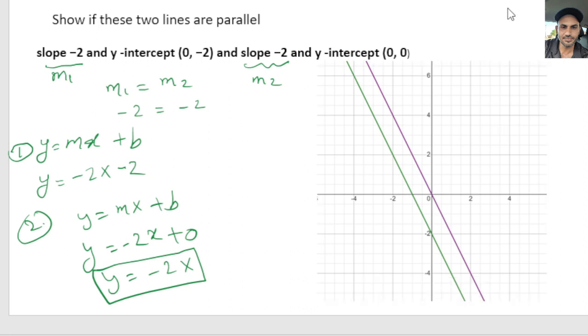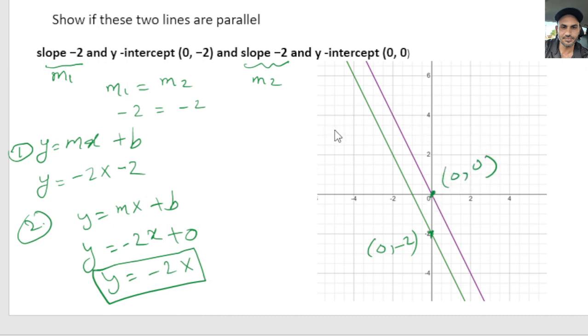All right, here is the graph of these two lines. So if you look at the graph, one line crosses the y-intercept at -2 right here. So this is -2, that's the y-intercept for one of the lines, (0, -2). And the other line crosses through the origin, the y-intercept is 0, which is right here. So it's (0, 0).